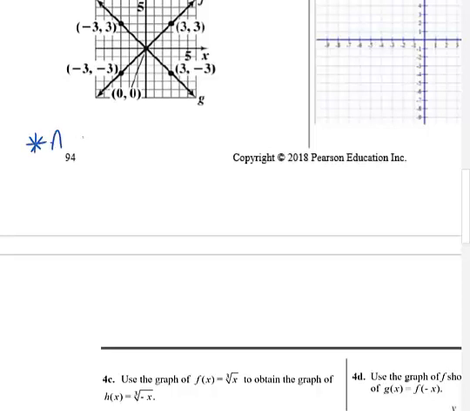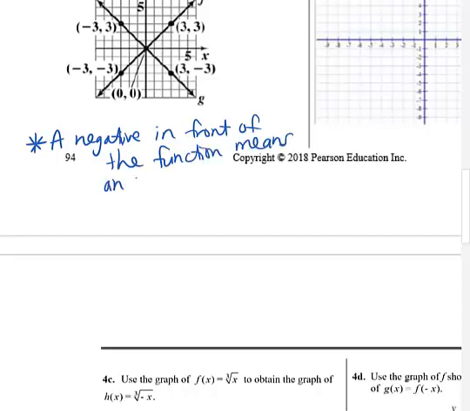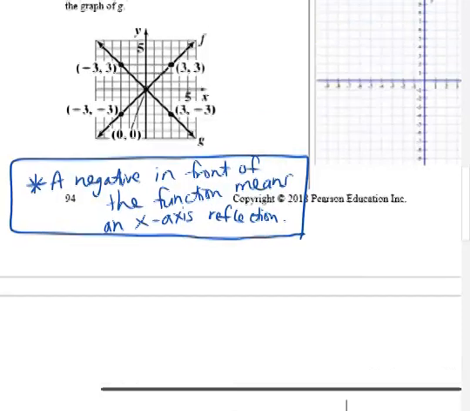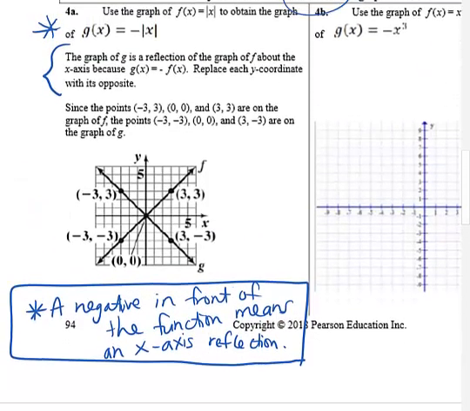A negative in front of the function means an x-axis reflection. All right, so that's what we're supposed to take away from this example, but they kind of explain why here.